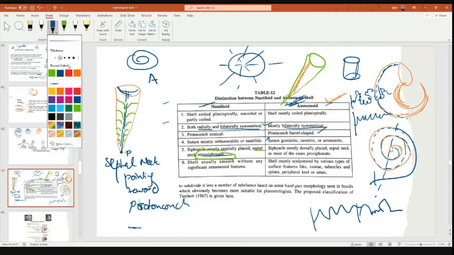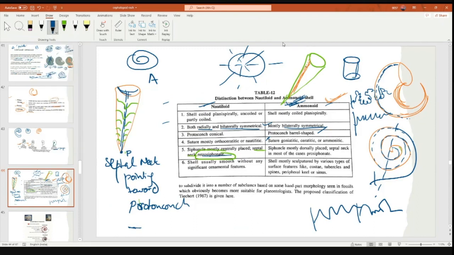And now the septal neck is pointing toward the aperture, so it will be like this. So they are the prosiphonate. Okay, prosiphonate, you have to remember these are the prosiphonate and this one is retrosiphonate. So prosiphonate will come in ammonoids and retrosiphonate in nautiloids. So this is the main difference between ammonoid and nautiloid.